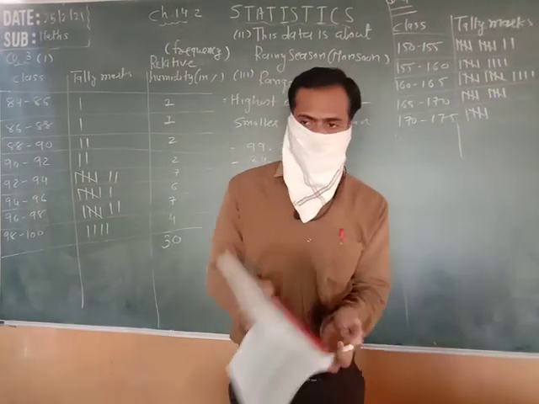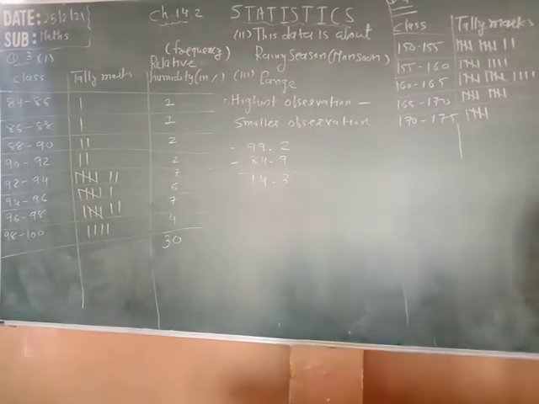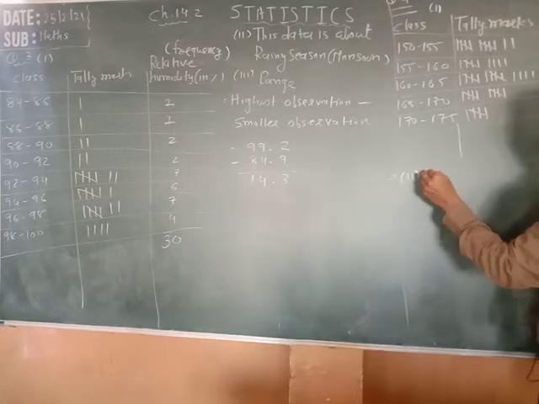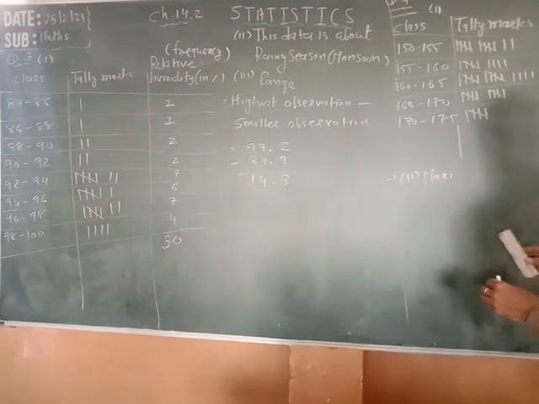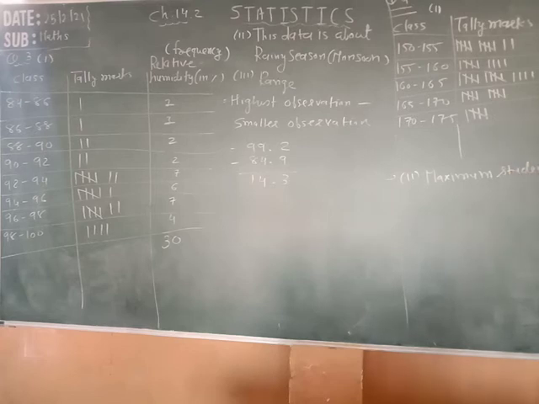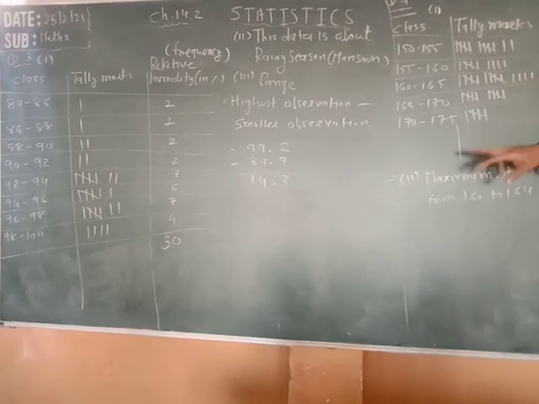The frequency distribution is over. The second one: what can you conclude about the heights of the students from the table? Conclusion: the maximum number of students have height from 160 to 164. We will not include 165 in this class, so it is included in the next one.